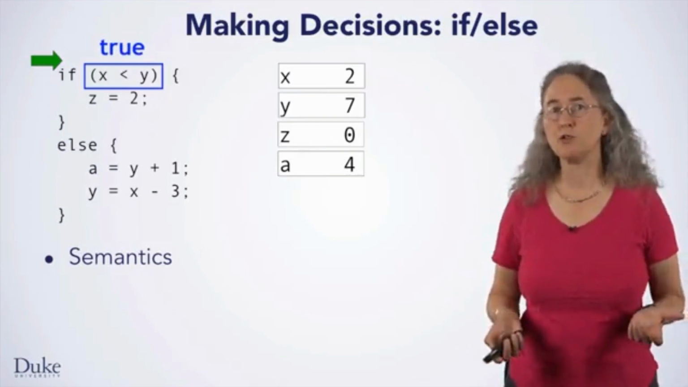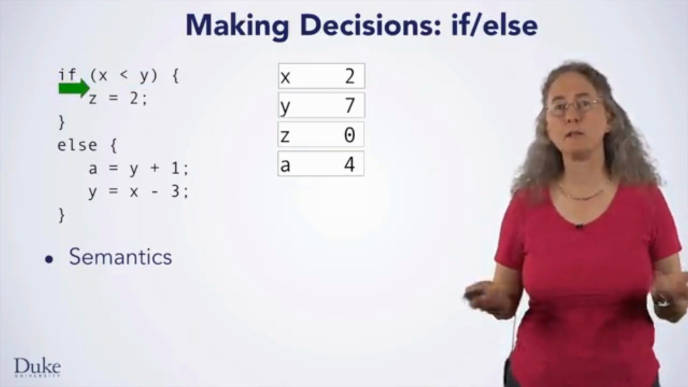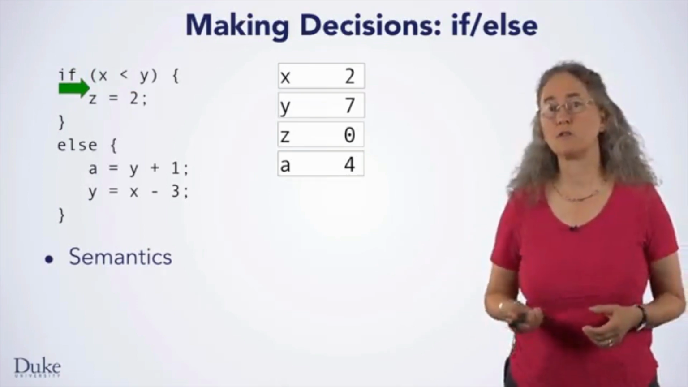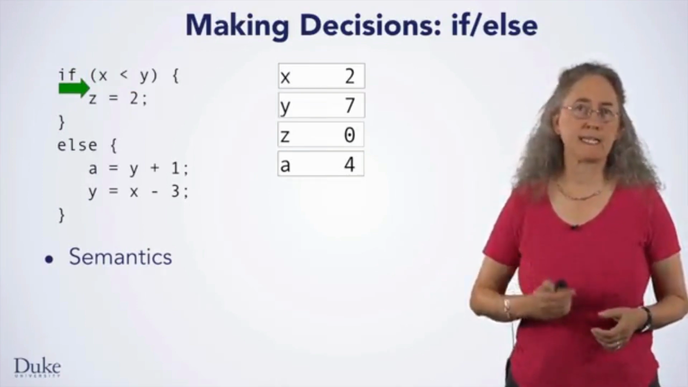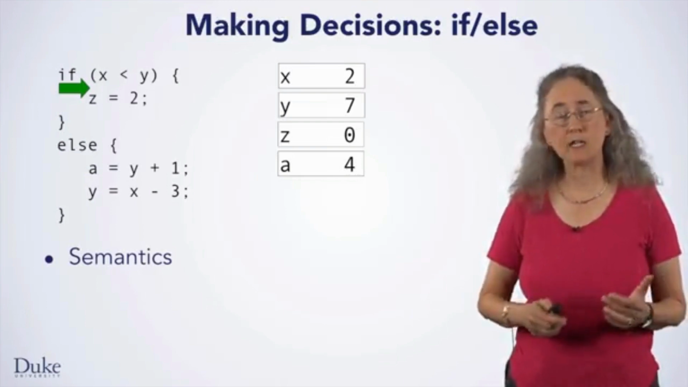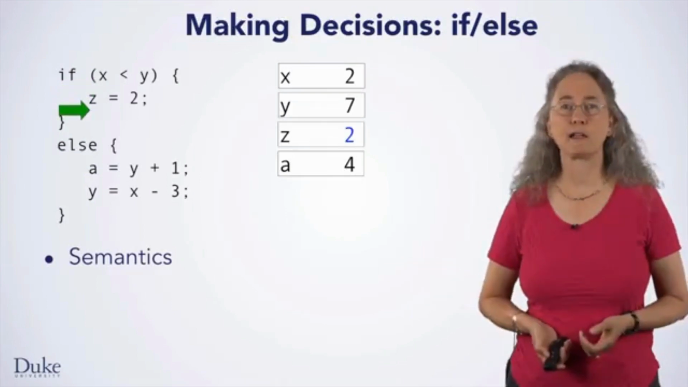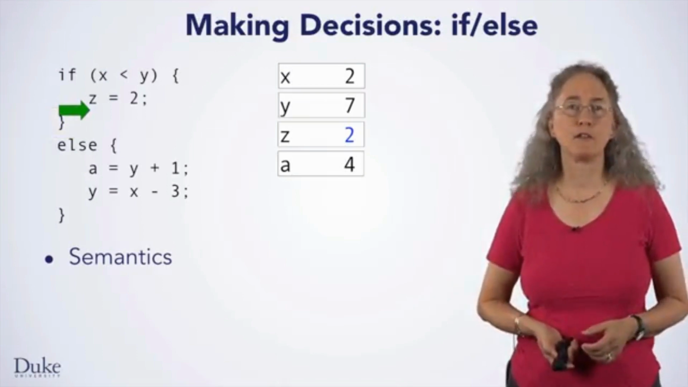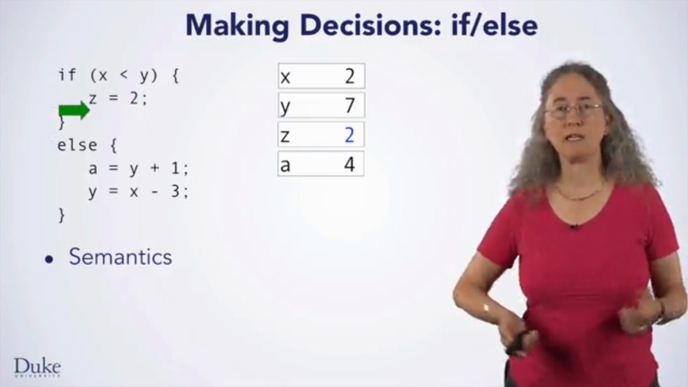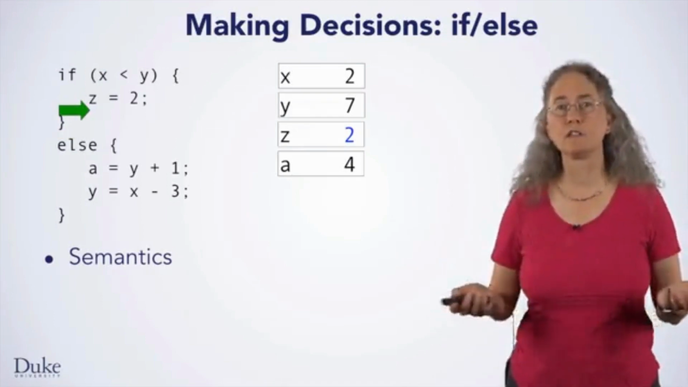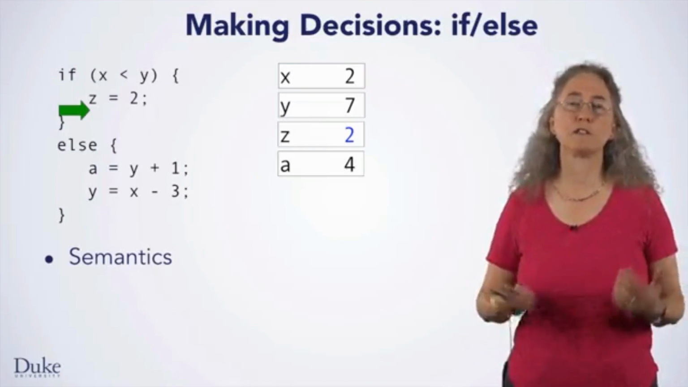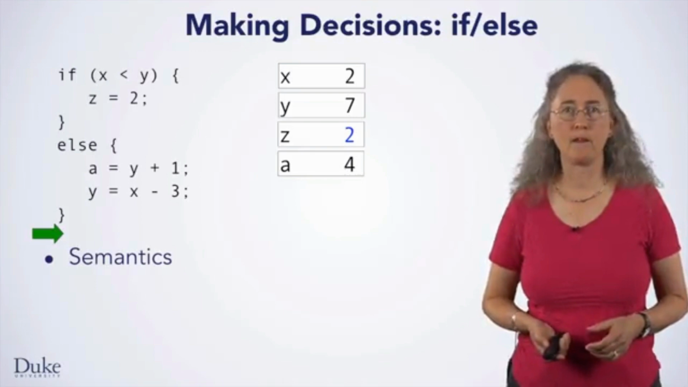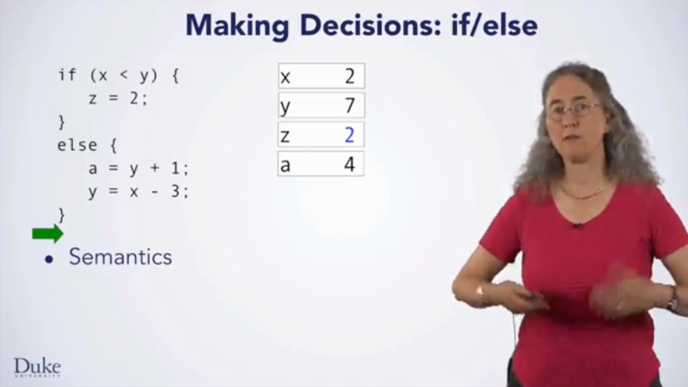Since the condition is true, we go inside the then clause and begin executing statements there. We execute the statements here according to their normal rules. This next statement is an assignment statement, z equals 2. So we update z's box to have 2. Now we are at the closed curly brace of the then clause. We are done with the statements here and need to skip over the else clause since those statements are only for when the condition is false. So we jump down past the end of the else clause. We would then keep executing whatever code comes next.